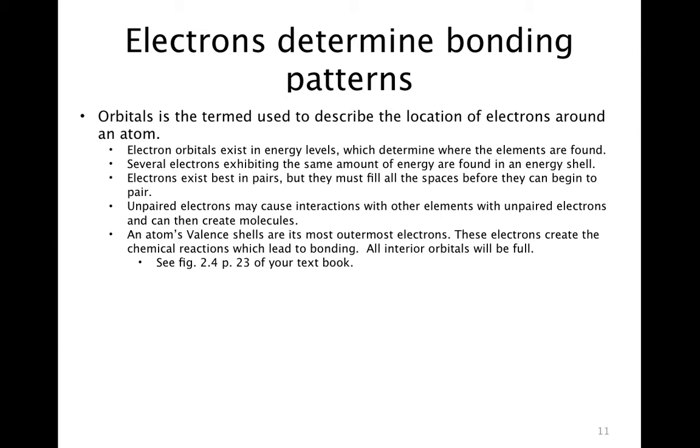So carbon has 4 unpaired electrons in its outer shell. You might think, why don't those 4 electrons bind up together to form pairs? But there are 4 orbitals that have to be filled before they can pair up. So because there are 4 of them, each one goes to one of those orbitals, and each one of those wants to bind with other things. So an atom's valence shell holds its outermost electrons, and these electrons create the chemical reactions which lead to bonding. The outer electrons are the ones which create the defining properties of the element.